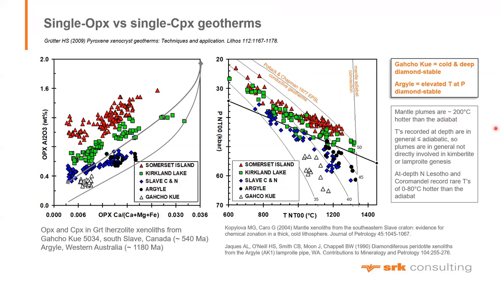In the gray box on the right here, I just put up this little comment: mantle plumes are 200 degrees centigrade hotter than the adiabat. So there's the adiabat. Mantle plumes are that way. Temperatures recorded at depth are in general less than adiabatic, as you can see on this diagram. So plumes are in general not directly involved in kimberlite or lamproite genesis. There are two exceptions. At depth in northern Lesotho and in Coromandel, we rarely record temperatures that are about 80 degrees centigrade hotter than the adiabat. And so for that reason, we're going to go and have a look at what's going on in Coromandel right now.